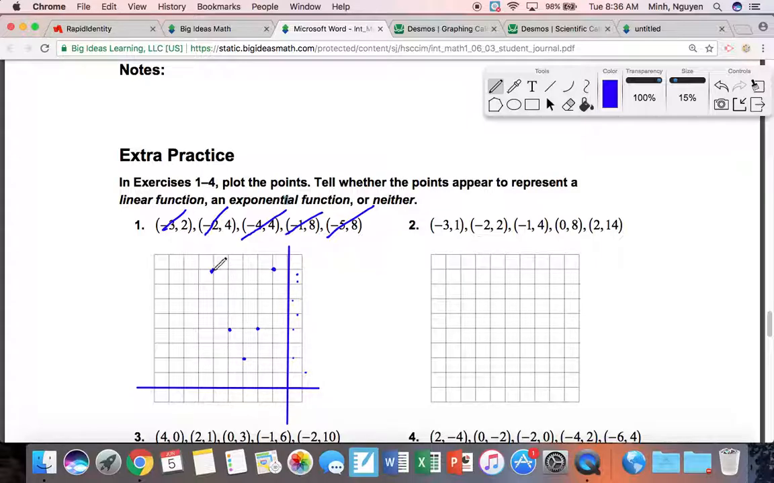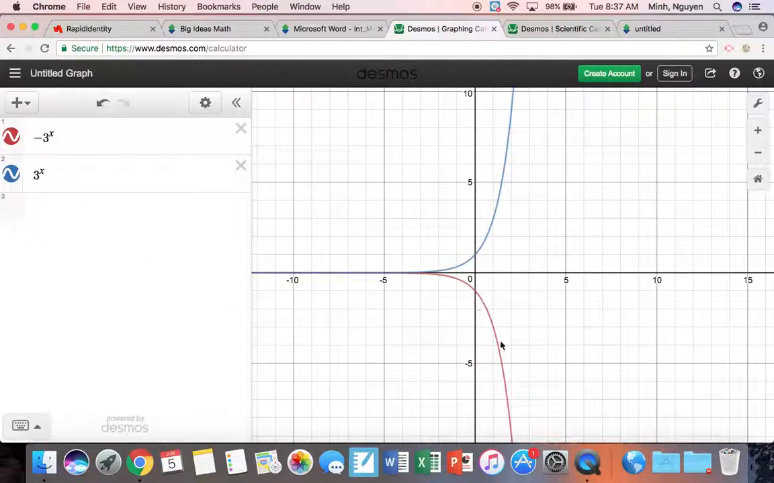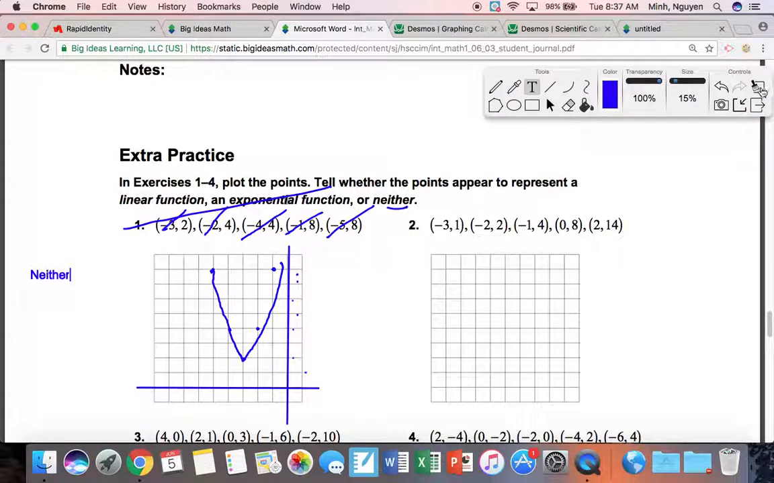So we have something that looks like this. And the truth is, it's not strictly increasing, it's not strictly decreasing, it's not a straight line. So this one is actually neither. So you guys will just do that for all of these, and you basically just have to do a shape analysis. If it's a line, it's linear. If it looks like one of these curves, it's exponential, and if it's neither, then it's neither.